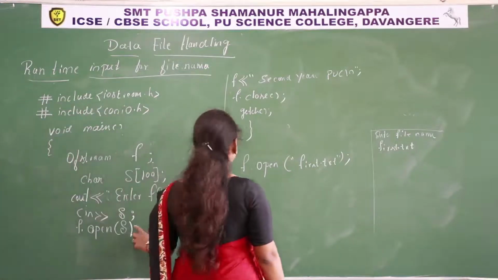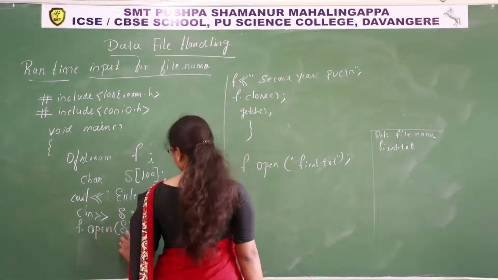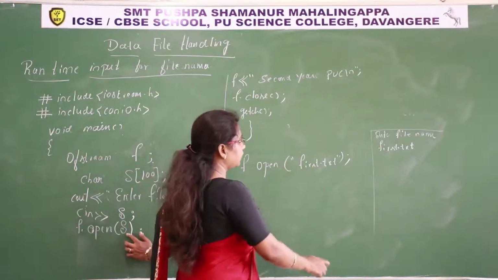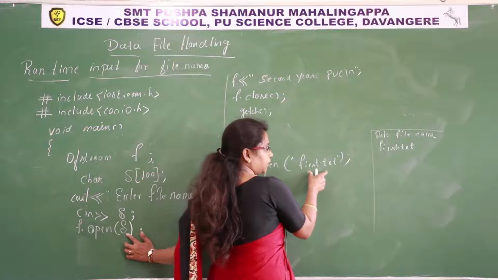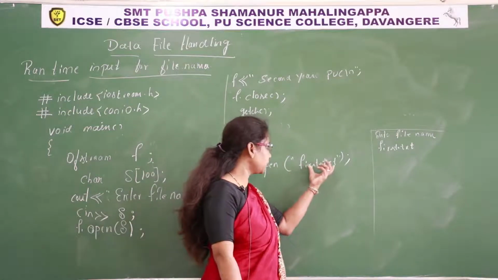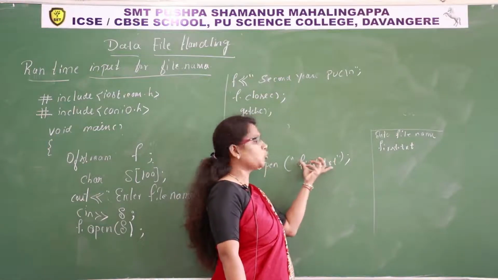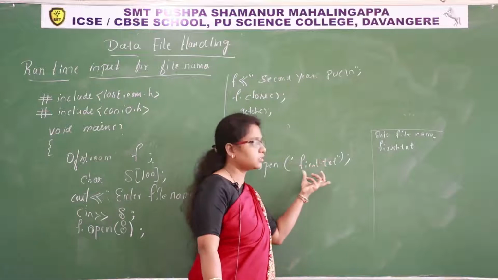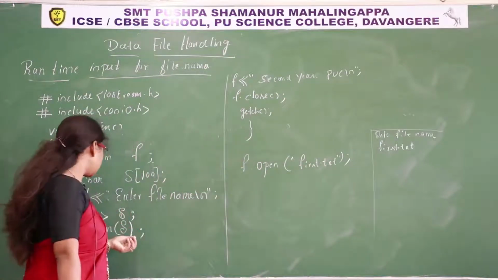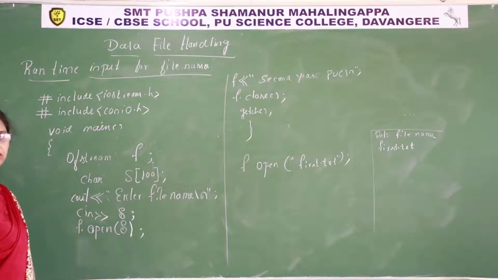After that, we pass that variable into the function. You should not give double quotes. Whenever you are giving a string value here, you must include double quotes. Understood? Otherwise, if you are giving a variable, you should not write double quotes. You have to write the variable itself.